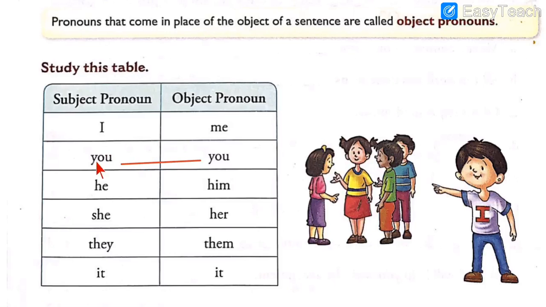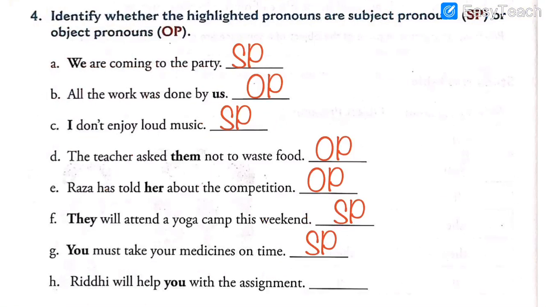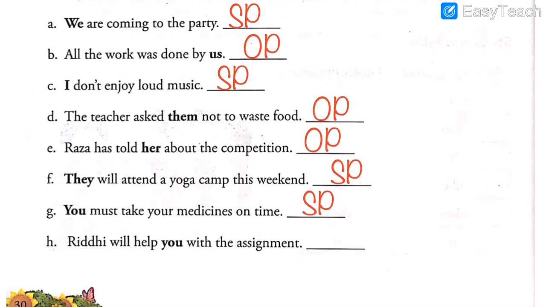As I told you, you is common in both subject and object. You will be you as it is. But subject pronoun is singular, one person. Object pronoun is more than one person when you are talking about the pronoun you. So over here, read the sentence carefully. Riddhi will help you with the assignment. So you have to ask the question whom? Whom will she help? Here you cannot ask the question who.